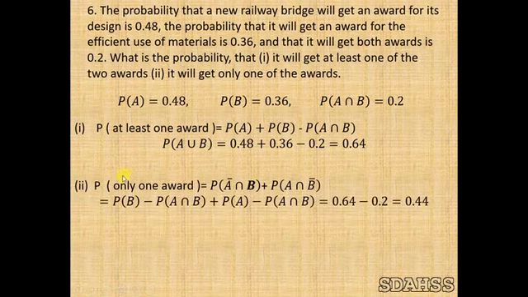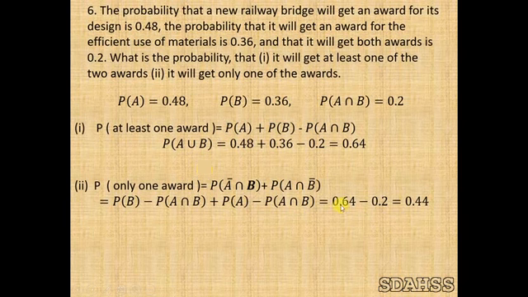Subdivision 2. What is the probability that you will get only one of the awards? So this we can write as P of A bar intersection B plus P of A intersection B bar. So we know that P of A bar intersection B is P of B minus P of A intersection B, plus P of A intersection B bar is P of A minus P of A intersection B. Here P of B minus P of A intersection B plus P of A is P of A union B. So its value is 0.64.